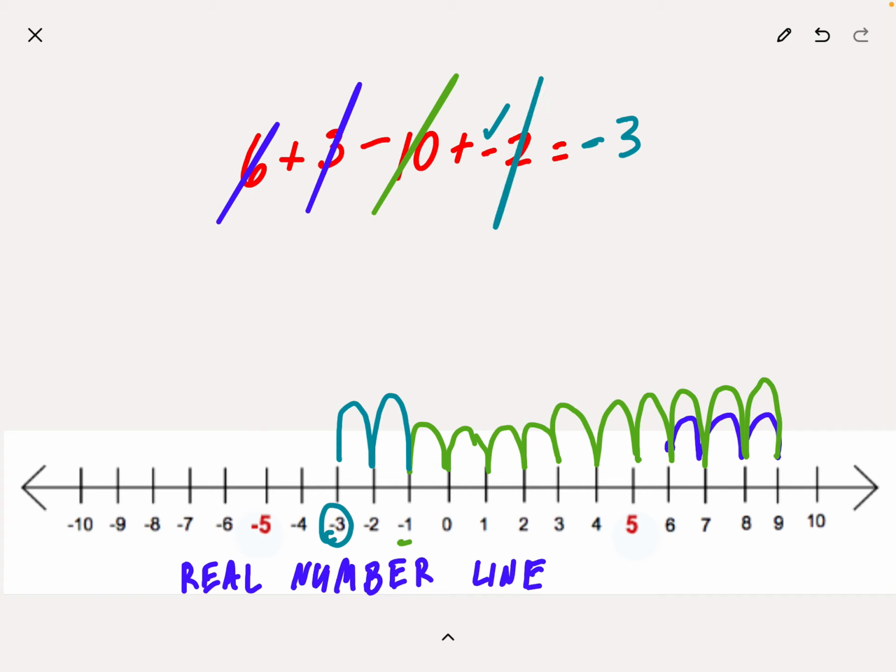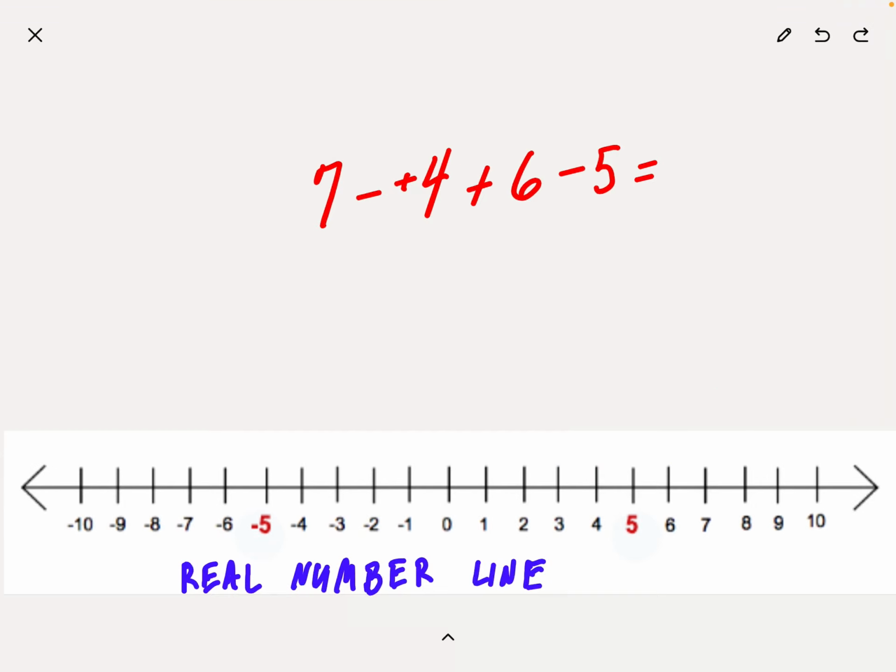So it doesn't matter how many numbers you have, as long as you go through and you look at the following number and say, does it have a minus or a negative? If it does, go left, otherwise go right. Okay, one more problem. This is 7 minus a plus 4 plus 6 minus 5. All right, so we're going to start at 7. I'm going to cross that off.